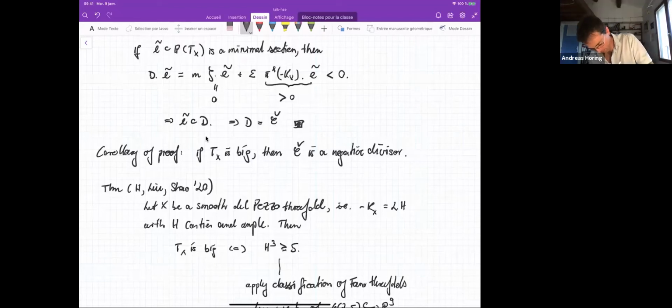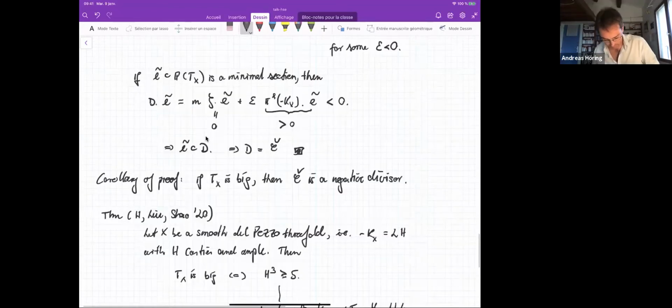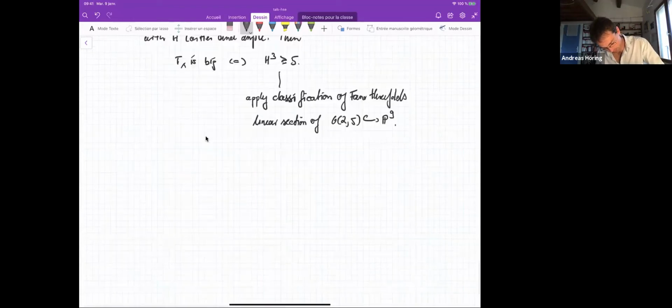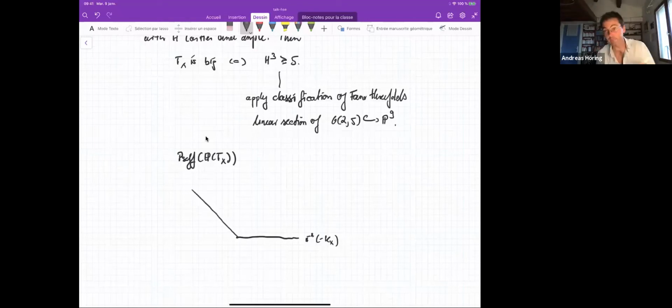So the point is, let me do it down here. I want to understand the pseudo-effective cone of the projectivization of Tx. And what do I have? Certainly I have the pullback of minus Kx. This is one extreme ray in the pseudo-effective cone. Then I have the second extreme ray, and somewhere here I have zeta. Because it's big, it's in the interior of the pseudo-effective cone.